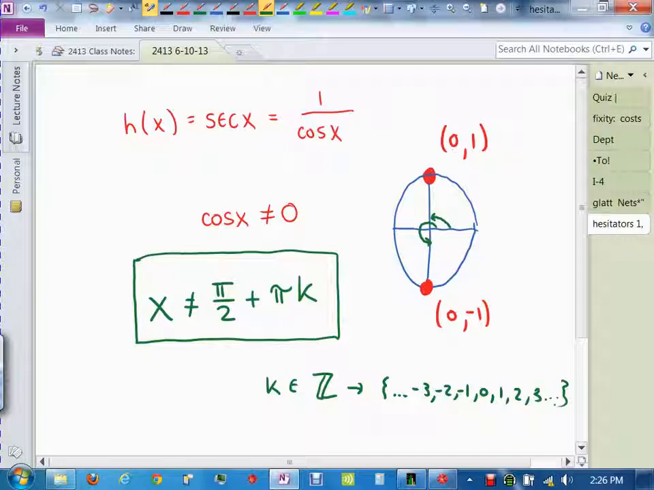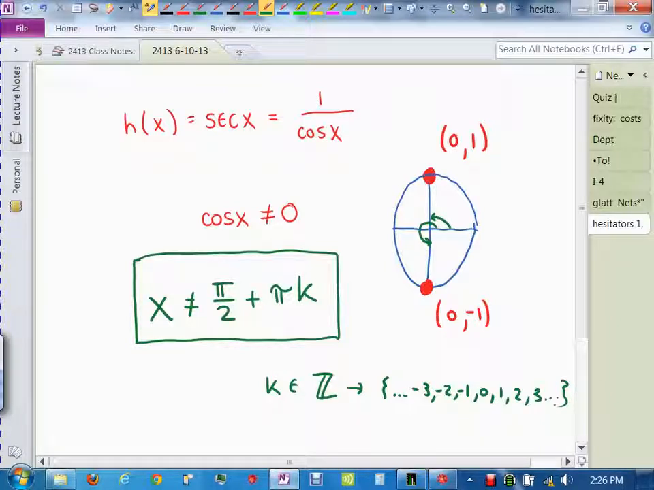Pi over 2 plus pi, what's pi over 2 plus pi? Well, pi is 2 pi over 2, isn't it? Why did I do that? To get a common denominator. So I put them together and it becomes 3 pi over 2. So by adding pi, it becomes 3 pi over 2, which is different than pi over 2. And if I add 2 pi, then I get a common denominator again, and I get 5 pi over 2. So you get all these different answers.